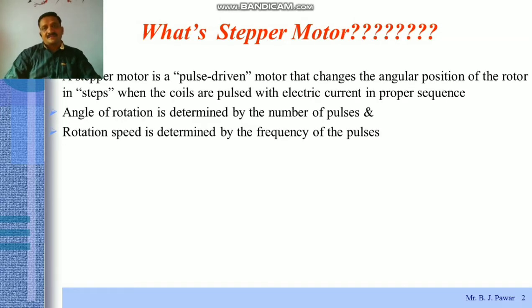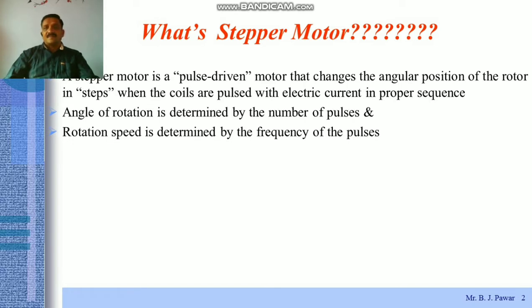Okay, so the previous DC motors, once powered and the power supply is continuously kept across the armature or the field winding, etc., it remains in continuous motion, right? While the stepper motor is somewhat different from the conventional DC motors. So here we can say the stepper motor is a pulse driven motor that changes the angular position of the rotor in steps. It does not remain in continuous motion just like a regular or conventional DC motor.